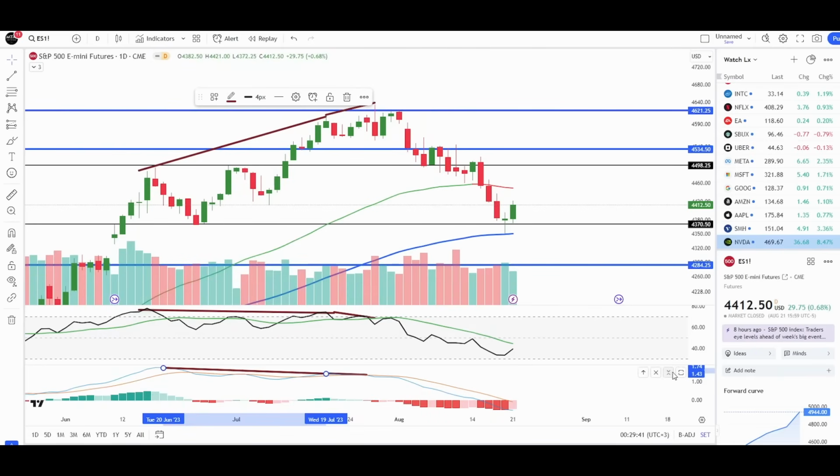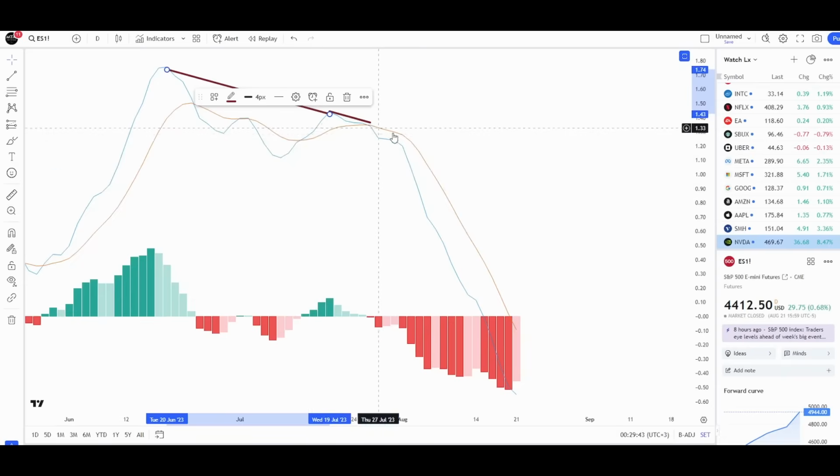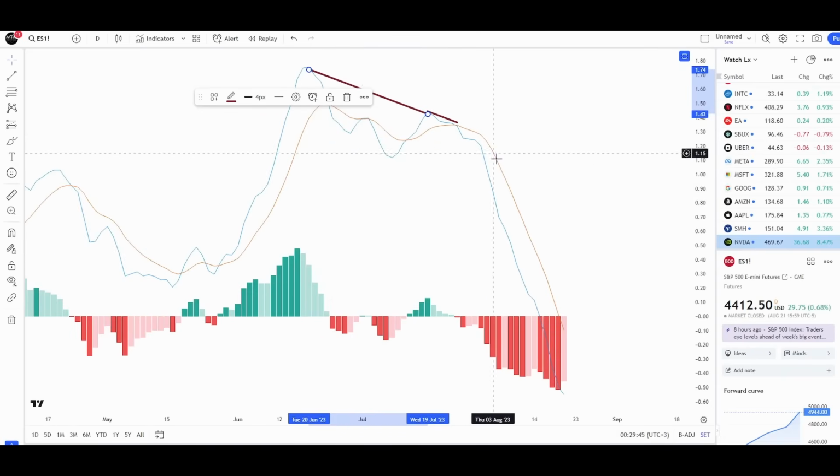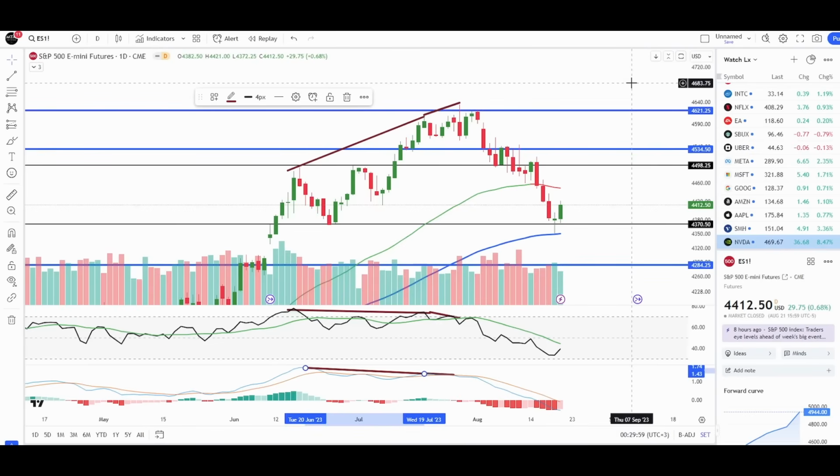PPO has now crossed down. The blue line is now below the orange line. What does that mean? Well, whenever you get a cross down, whenever you get the blue below the orange, it means that momentum now favors the bears. What does that mean? It means that rallies will not run as far and they will be used to sell into. That means we're now beginning to turn away from making higher highs into making lower highs.